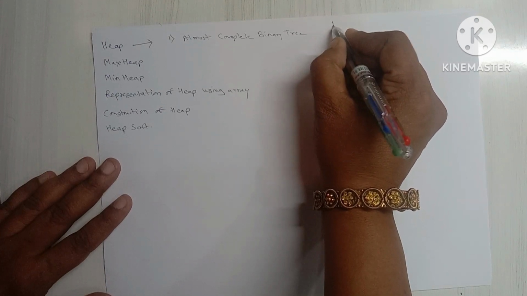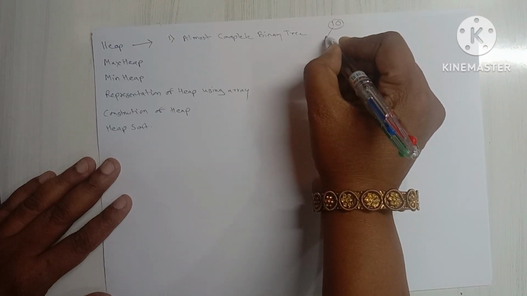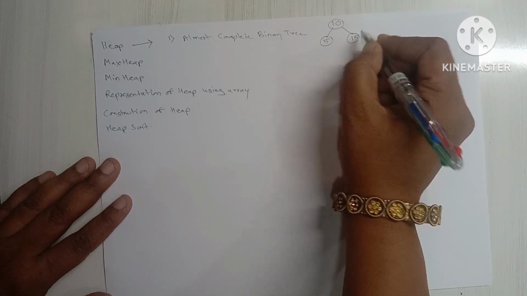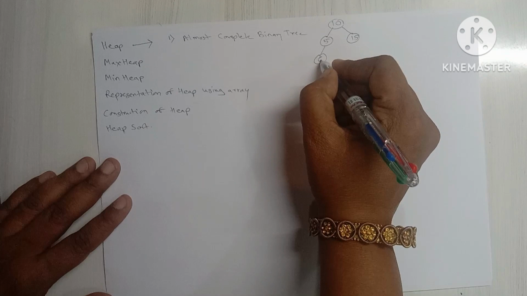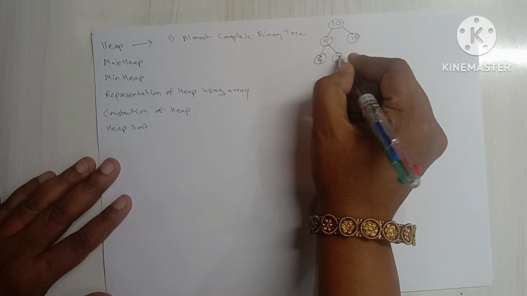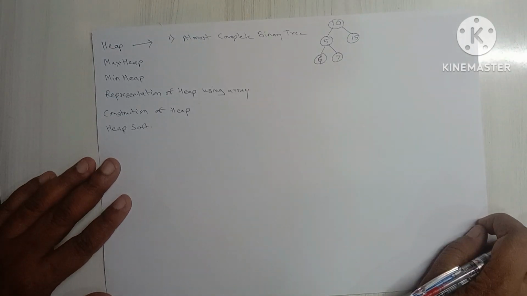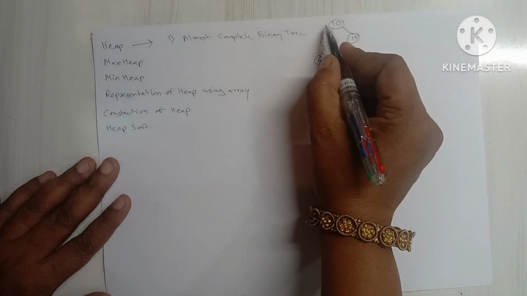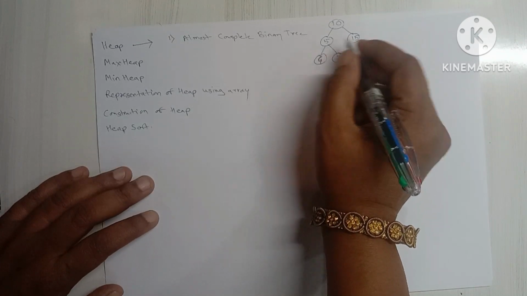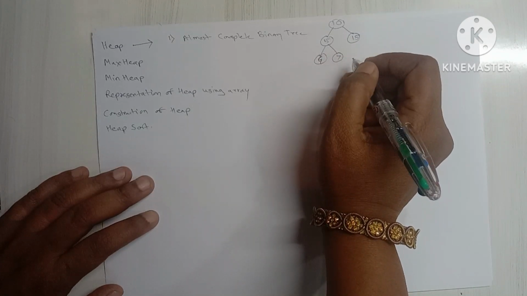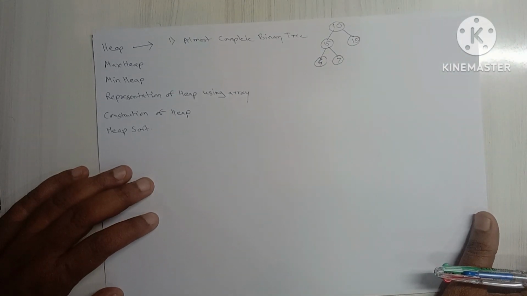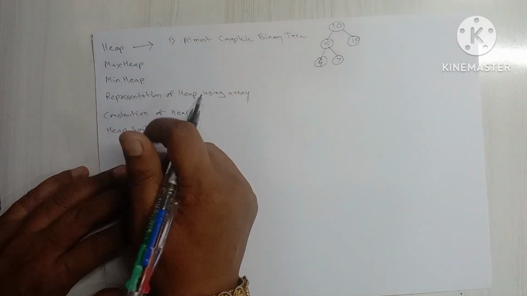For example, suppose here is the 10, and here is the 5, and here is suppose 15. Here is 6, here is 4, and here is suppose 7. So this is an almost complete binary tree. Why? Because each and every level is filled from left to right. That's why it is called an almost complete binary tree. Now this is regarding the first property.